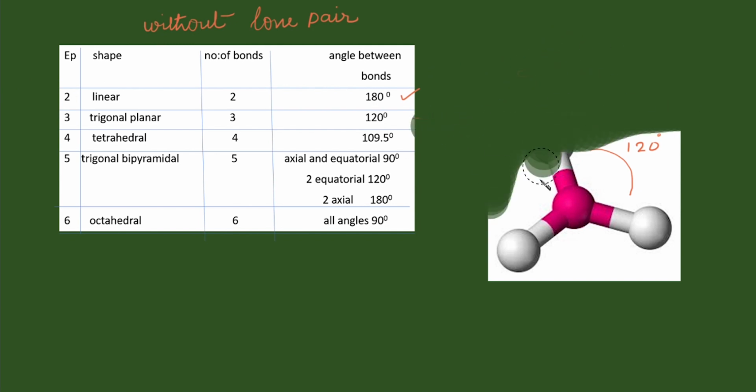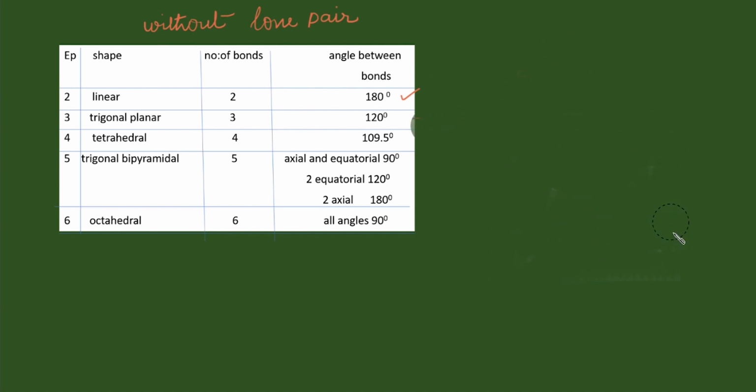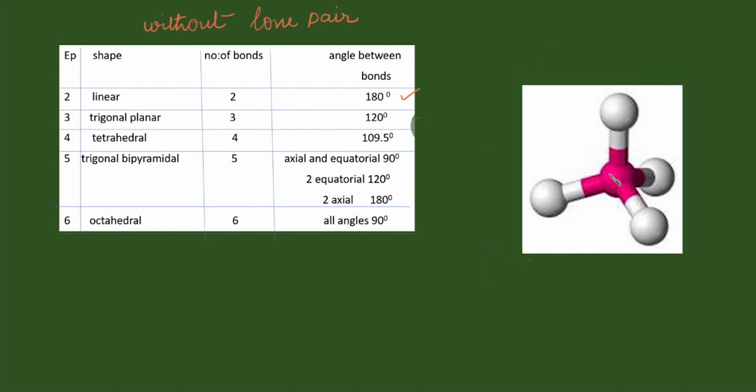Now we will pass on to the next shape. Electron pair number is 4. There are no lone pairs and number of bonds is equal to 4. The shape is tetrahedral. This is the central atom. These are the 4 attached atoms. Here, the bond angle is 109.5 degrees. All bonds. So that is tetrahedron.